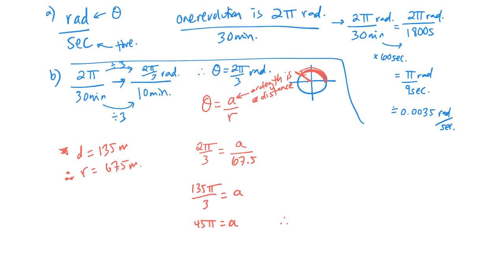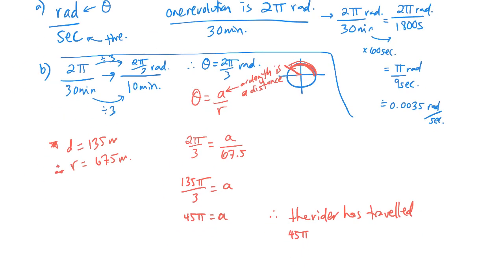So therefore, the rider has traveled. Notice that my therefore statement is always in the context of the problem. Has traveled 45 pi, what is our unit? Meters in 10 minutes. And again, if you don't like having your answer in that beautifully exact form, you can calculate 45 times 3.14159, etc., using your pi button in your calculator, and find that that's approximately 141.4 meters.